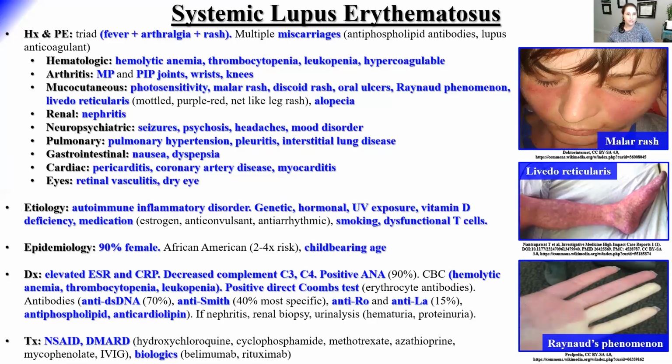If they have nephritis, you can do a renal biopsy, and on your urinalysis, you may note that they have hematuria and proteinuria. Treatment for this: anti-inflammatories, DMARDs, and our biologics, again, with that kind of algorithm that we have there.